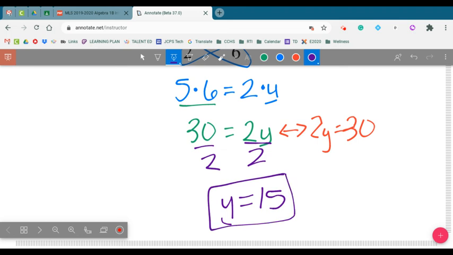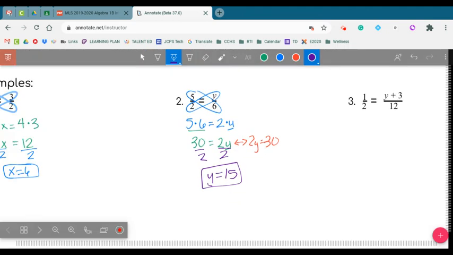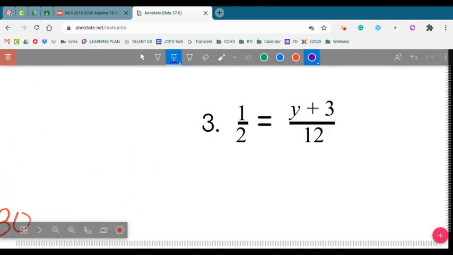Okay, so now we're going to get into where it gets a little bit trickier, and this will be more of what we see. So I'm going to do my butterfly method. I'm going to try to get my variable on the right side or on the left side each time. So I'm going to multiply 2 times y plus 3, and then I'm going to do 1 times 12.